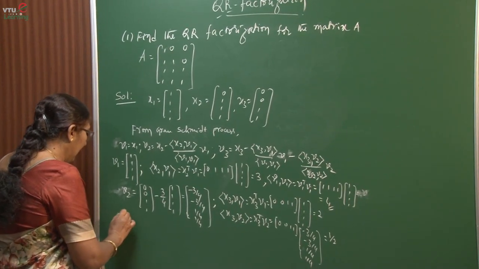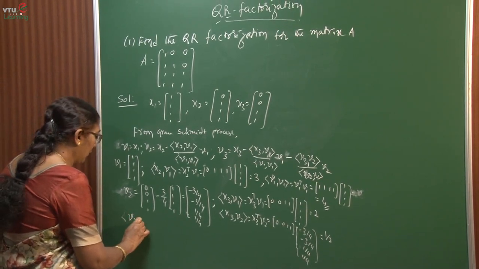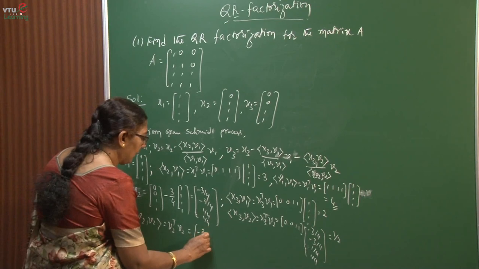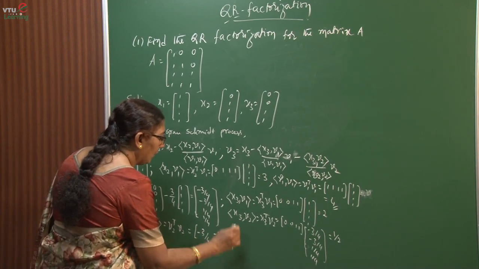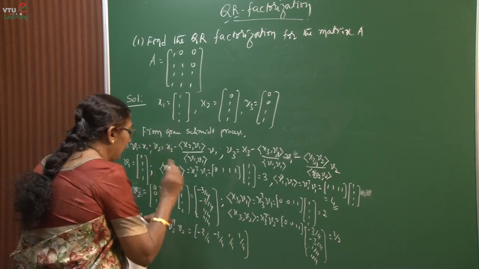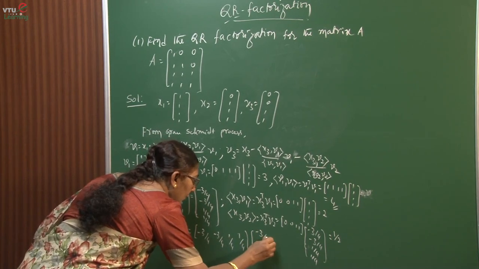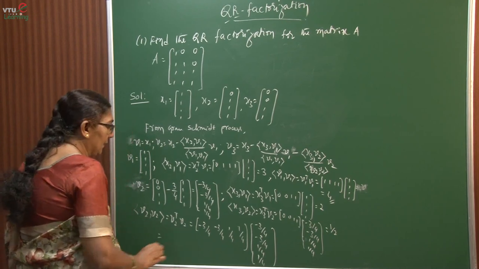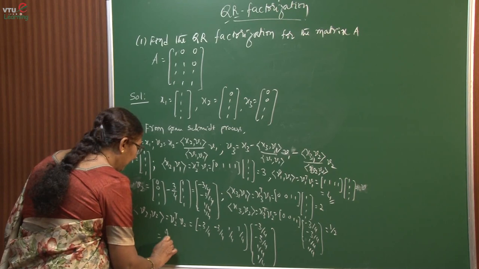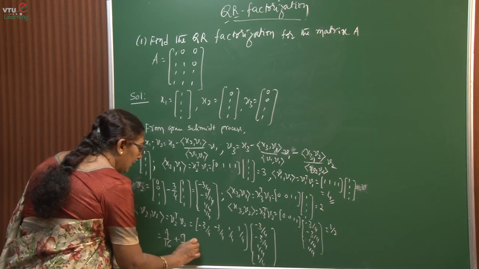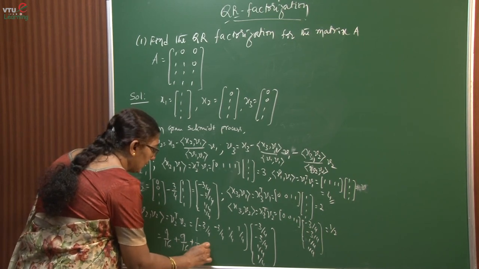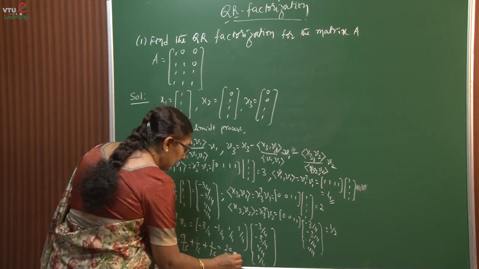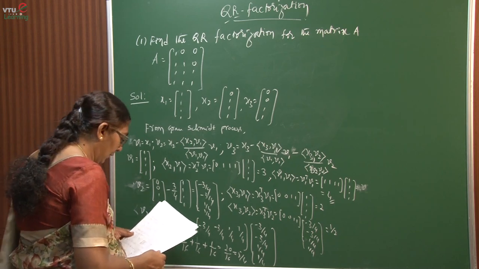Apart from that, I need the value of the inner product of V2 comma V2, which is V2 transpose into V2. What is V2 transpose? Minus 3 by 4, minus 3 by 4, 1 by 4, 1 by 4, into the column minus 3 by 4, minus 3 by 4, 1 by 4 and 1 by 4. Multiply this: minus 3 by 4 whole square means 9 by 16, again 9 by 16, next 1 by 16, and again 1 by 16. Now we get 20 by 16, which means 5 by 4 is the value of the inner product of V2 comma V2.